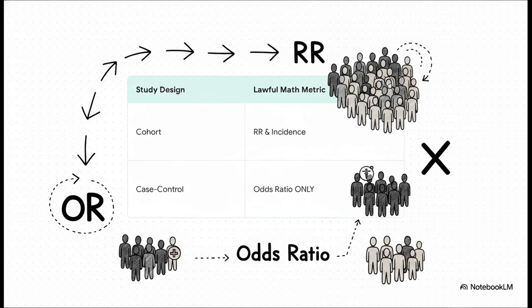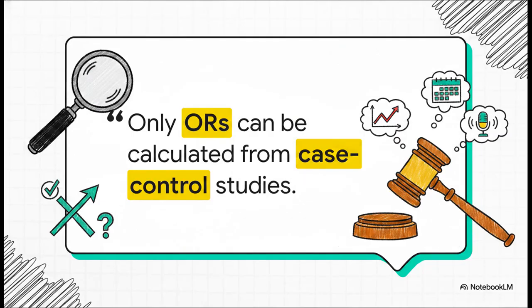The investigator artificially decided exactly how many cases and how many controls to enroll. If I randomly decide to recruit 100 people with a super rare disease and 100 healthy controls, boom, my study suddenly has a 50% disease rate. That apparent incidence is totally artificial. You can't determine true incidence, which means you cannot calculate true relative risk. Cohorts get relative risk, case controls get the odds ratio. Period.